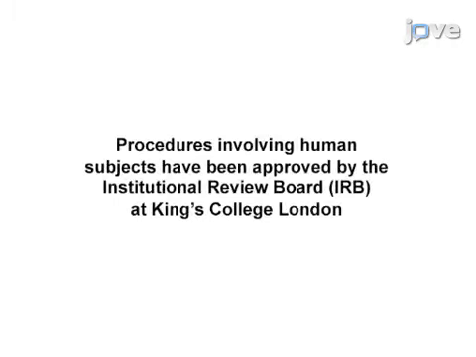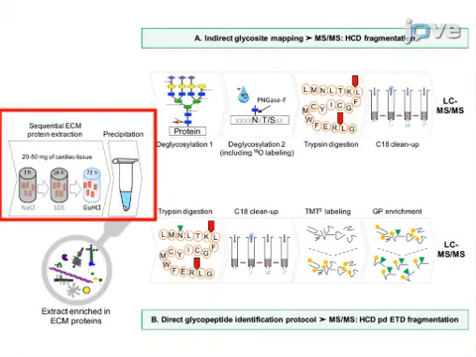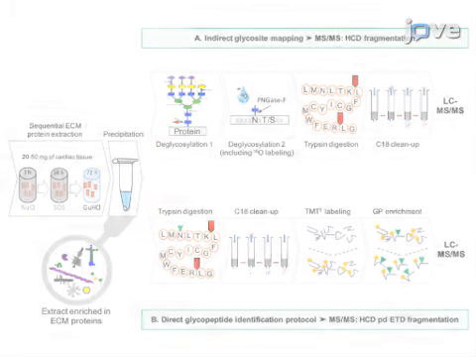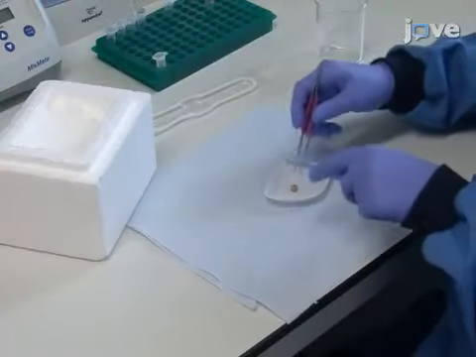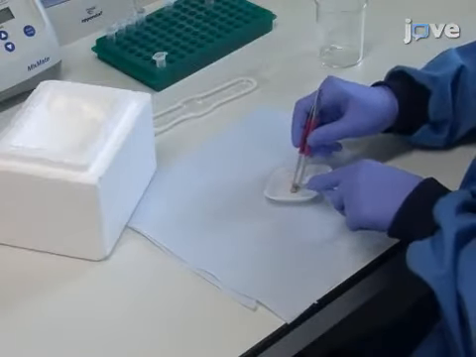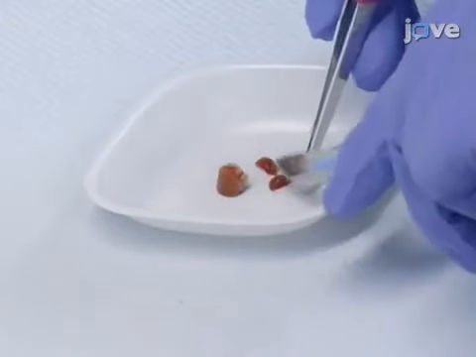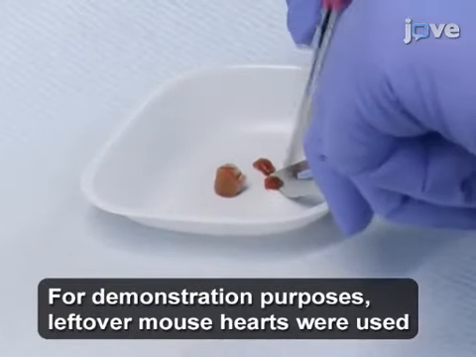To begin this procedure, prepare all extraction buffers as outlined in the text protocol. Next, use a scalpel to dice 20 to 50 milligrams of tissue into 3 or 4 smaller pieces about 2 millimeters in size.